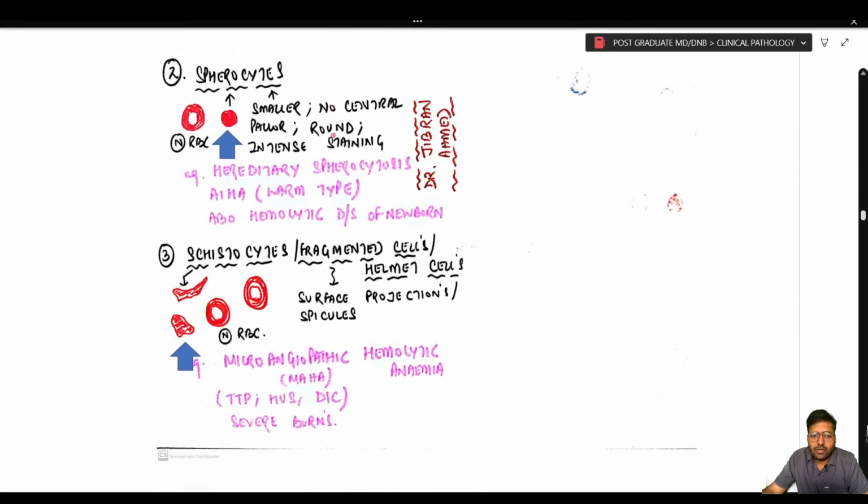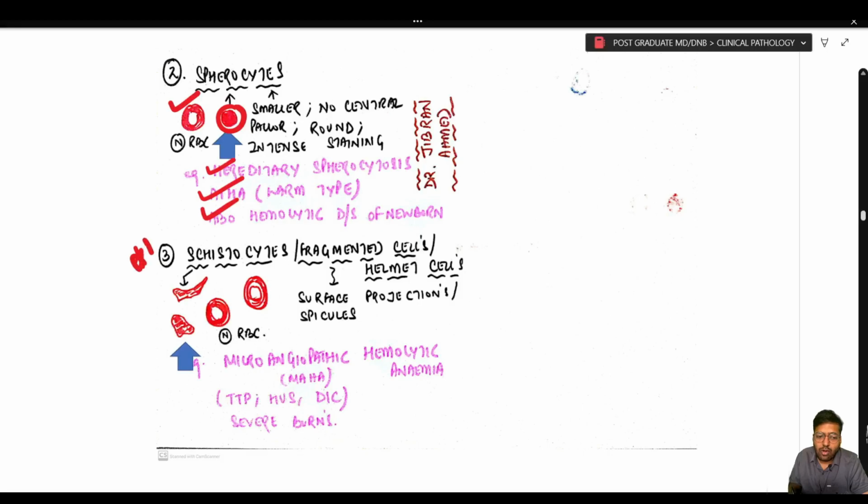Okay, so spherocytes, we have already seen what the spherocytes are. If you compare them with a normal RBC, they are smaller and they are stained more intensely with no central pallor. These are the basic features, and we know the causes: hereditary spherocytosis, autoimmune hemolytic anemia, warm type, and ABO hemolytic disease of the newborn.